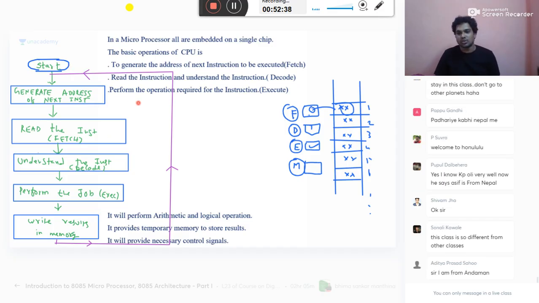So see here, this is what your processor is doing. First it will start. Once you have started the processor, your computer should take this now. From this address only it should read. This is the address, this is the content, in the memory. I should know the address, otherwise I cannot do the job. So it will generate the address of the next instruction, or next location, more precisely.